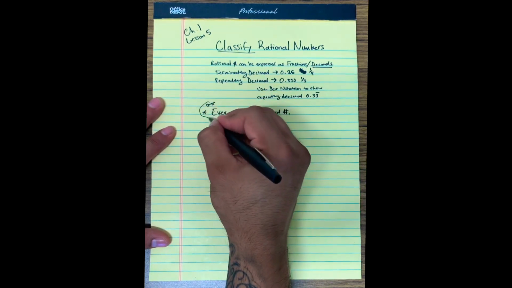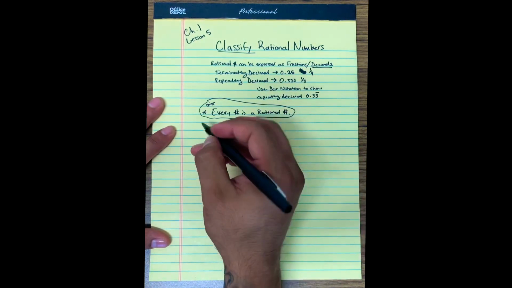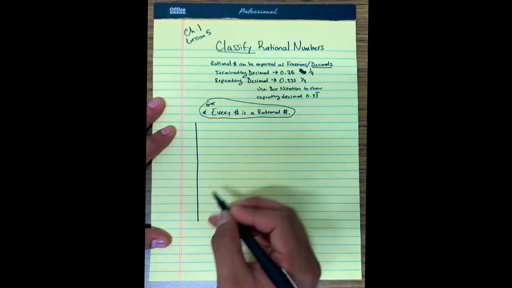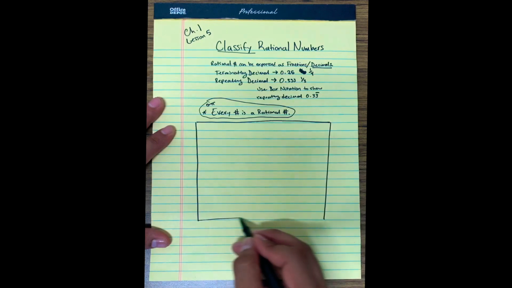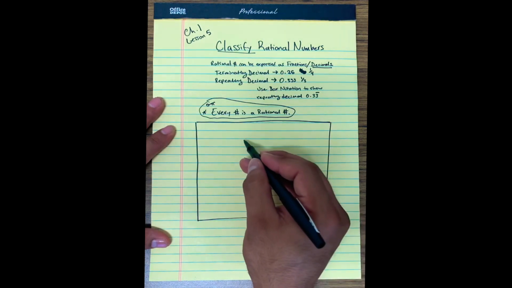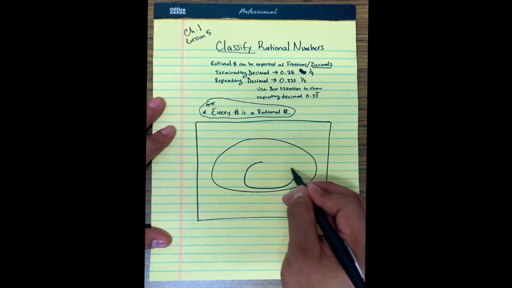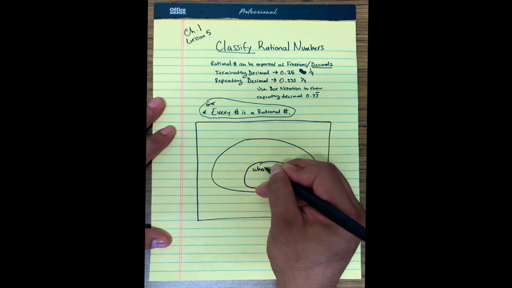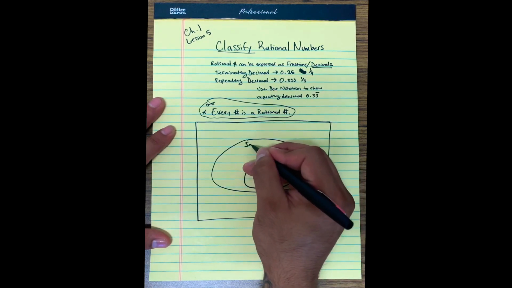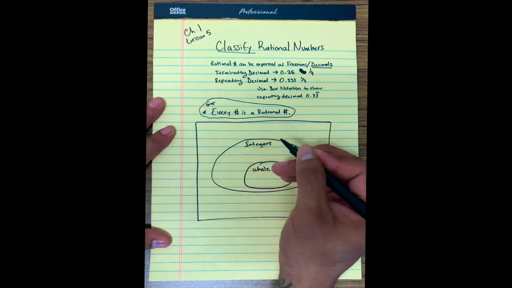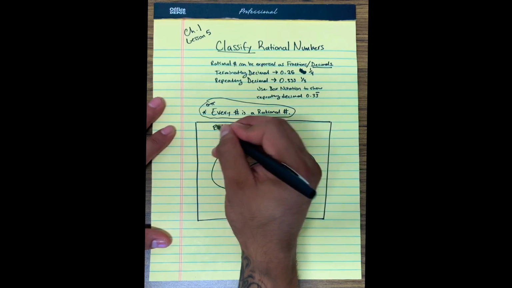Big hint right here, huge key, major key alert. Every number is a rational number. Now that's kind of like a tricky sentence to understand. But whatever number you can think of, it's a rational number. But that does not mean that every rational number can be an integer or a whole number. Hopefully that sentence that I just said didn't confuse you, but it should make sense here in a little bit.